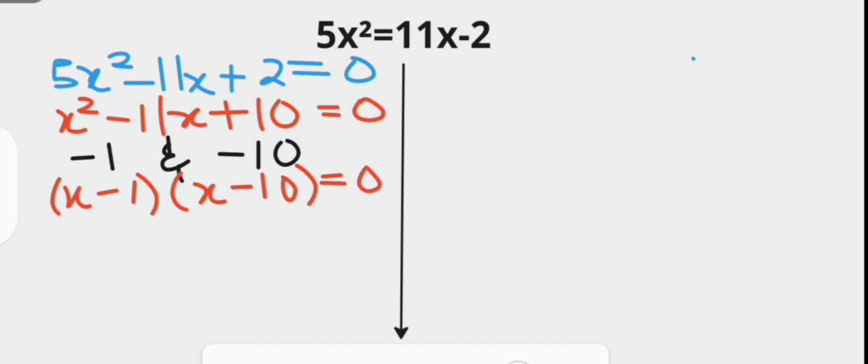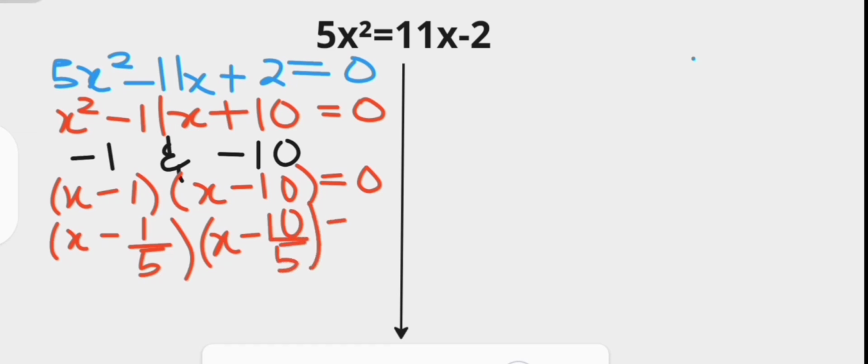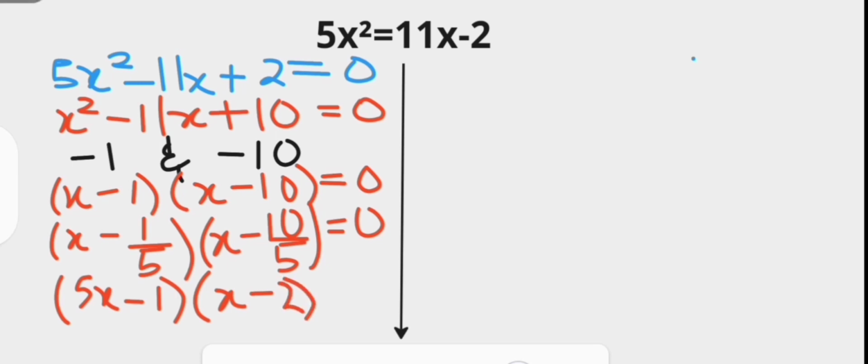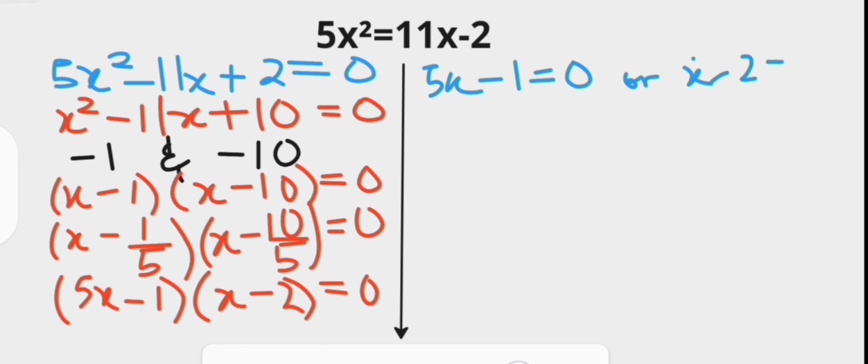We will then use the leading coefficient to divide the constant terms in the brackets, which is going to be x minus 1 over 5 in the first bracket and x minus 10 over 5 in the second bracket equals 0. In as much as 1 cannot be divided by 5, we slide the 5 back to x to give us 5x minus 1. And in the second bracket, we have x minus 2 equals 0. And by the zero product property, 5x minus 1 is 0 or x minus 2 is 0.